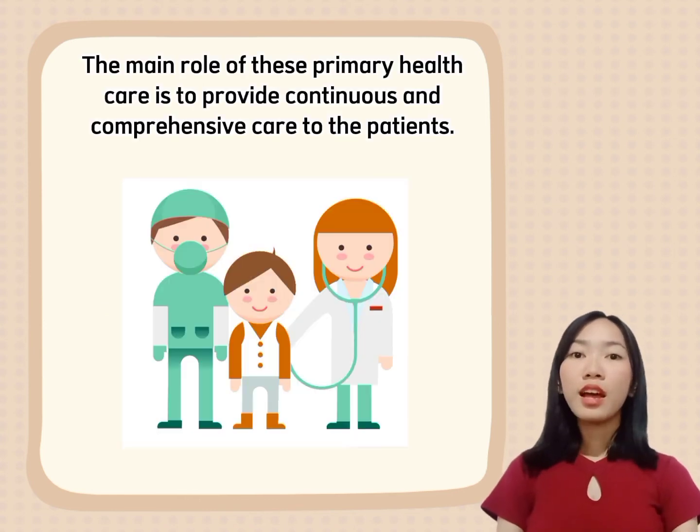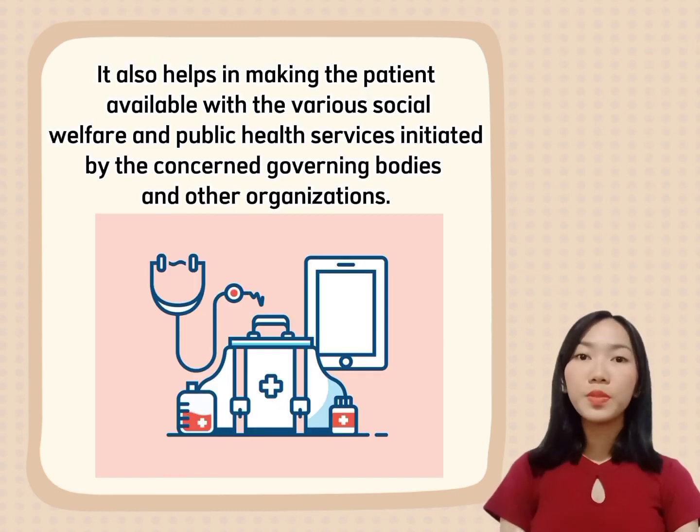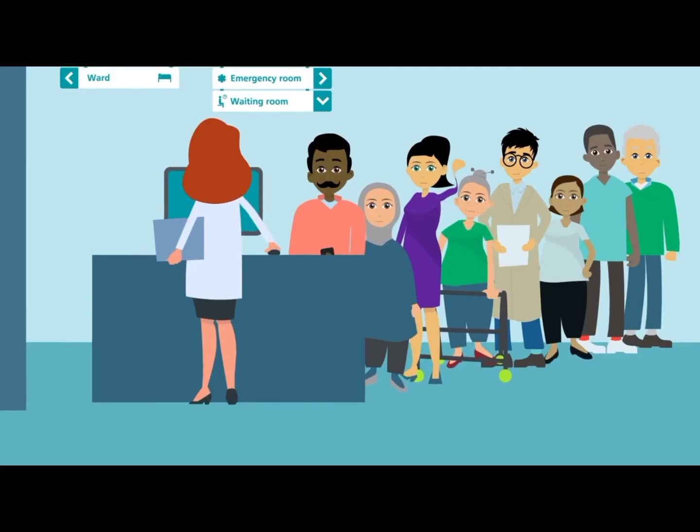In conclusion, the main role of this primary healthcare is to provide continuous and comprehensive care to the patients. It also helps in making the patient available with the various social welfare and public health services initiated by the concerned governing bodies and other organizations. And lastly, let us watch this video about community healthcare such as home and community services.